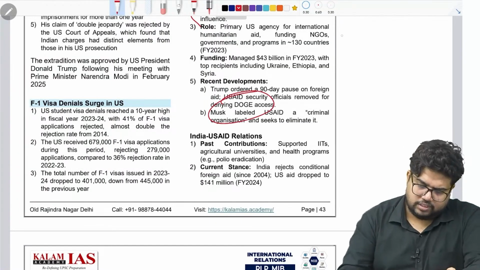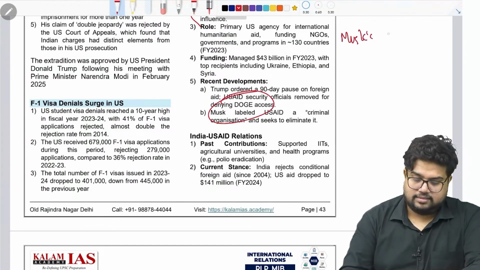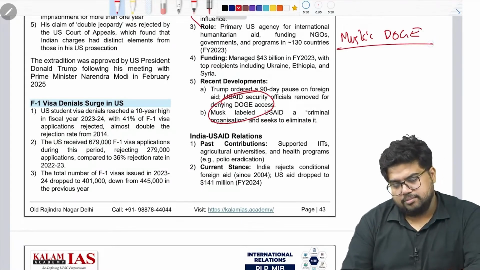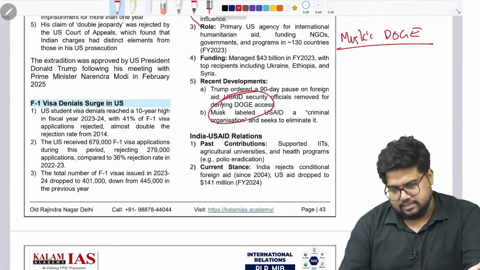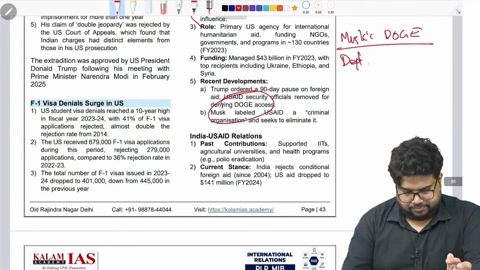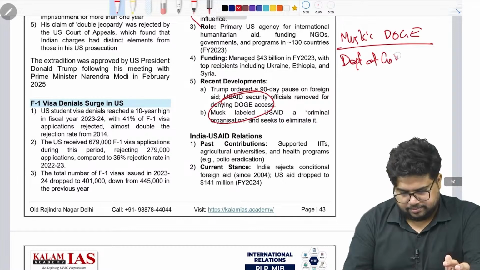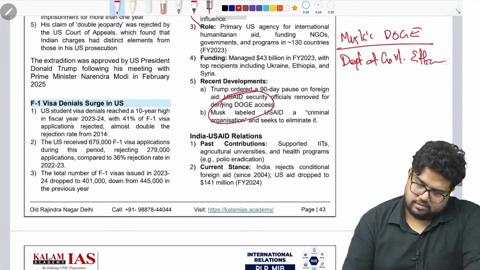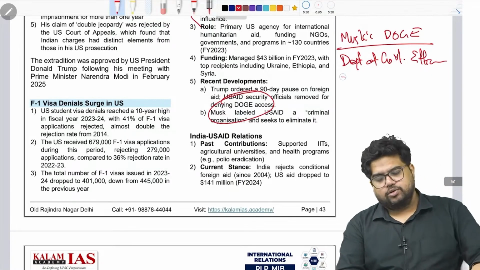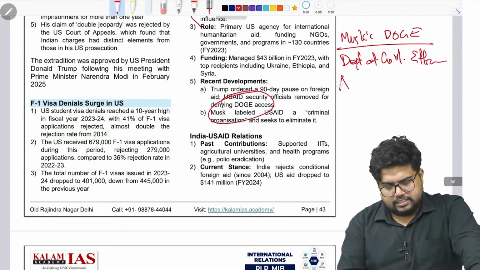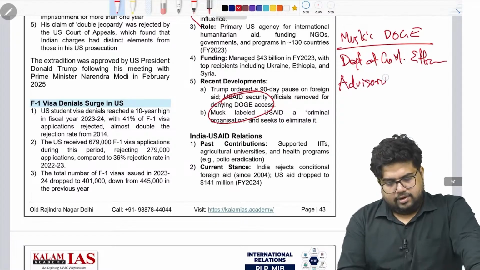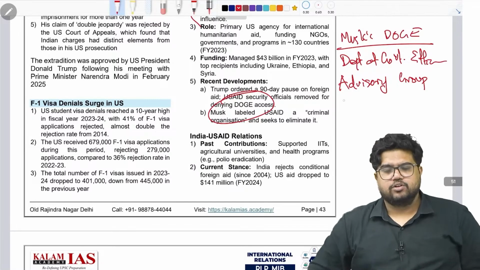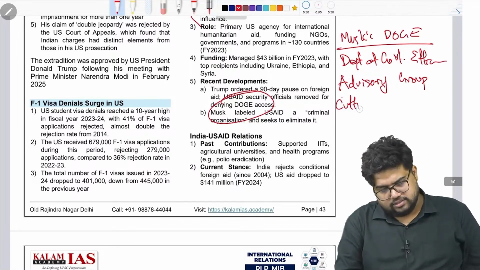Musk DOGE. Even though a direct question may not come, you should include this in some of your points, IR or some of your answers. What exactly is this? This is the Department of Government Efficiency, that is what DOGE is about. And this is officially not a government department but an advisory group. And what advice does it give to the US government on cutting cost? The objective is cutting cost.